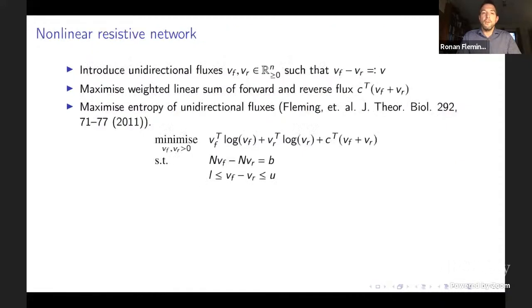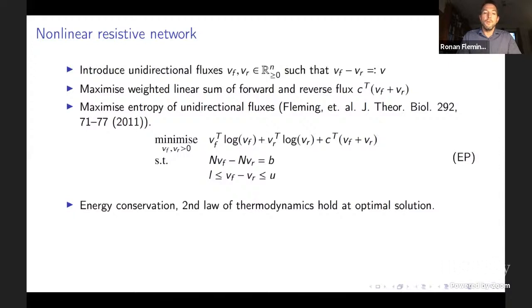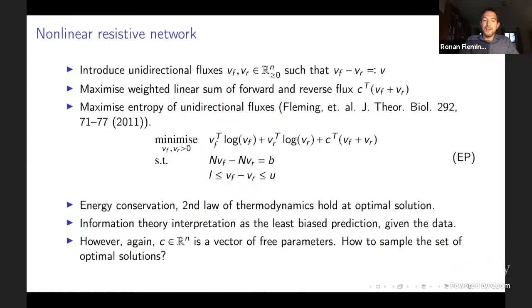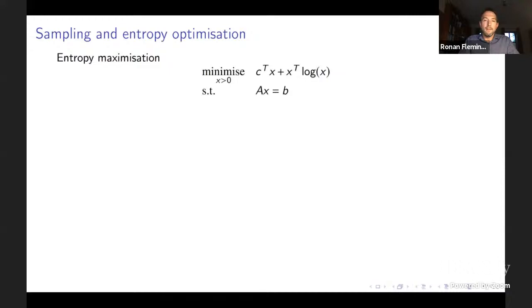And along this vein, if you consider a non-linear resistive model now for a biochemical network, where you're maximizing the entropy of a pair of unidirectional fluxes, so the net flux being the difference between the forward VF and the reverse VR flux, maximizing the entropy in this case will, at the optimum, give you energy conservation and the second law of thermodynamics holding at an optimal solution. And there's a nice interpretation of this because it's the least biased prediction given the data. However, there's still a vector of free parameters. So the question I would have then is, how in principle would you sample the set of optimal solutions to this type of problem? I've been thinking about it a little, and this is as far as I've got.